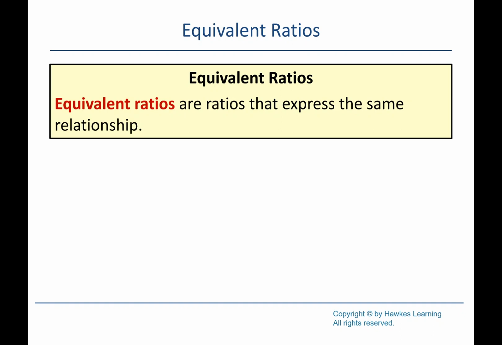So let's make an equivalent ratio here. There, I've got a ratio of 3 to 5. So how could we come up with some other equivalent ratio? What could we do?